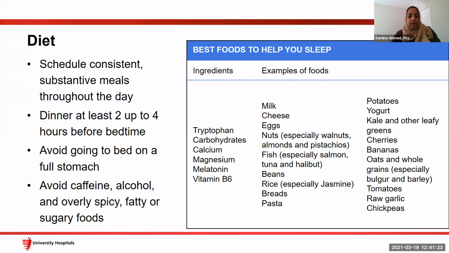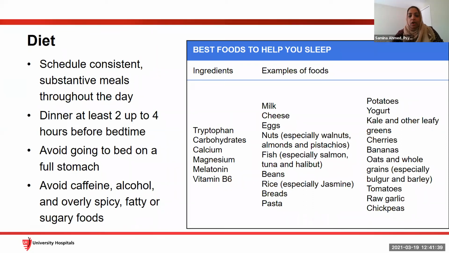Don't go to bed with that full stomach. And of course, avoid any caffeine, alcohol, and overly spicy, fatty, or sugary foods before bed. And so what I've included here are specific types of foods that you want to look for if you're someone that has an early dinner and needs a snack before bedtime.